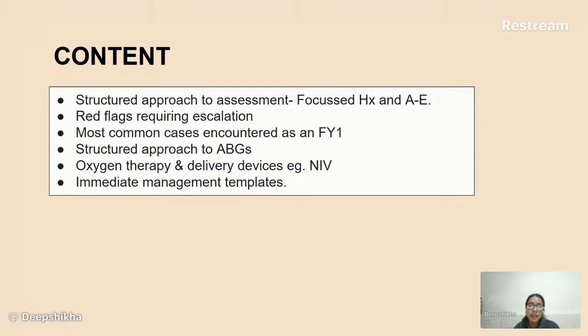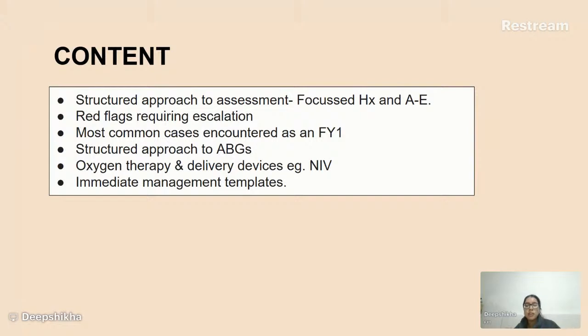talking you guys through the focused history, how to do A2E assessments, red flags requiring escalation, most common cases that you will see as an FY1. And also, I've just added a bit on the structured approach to ABGs.